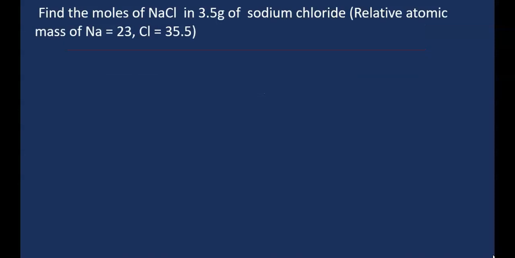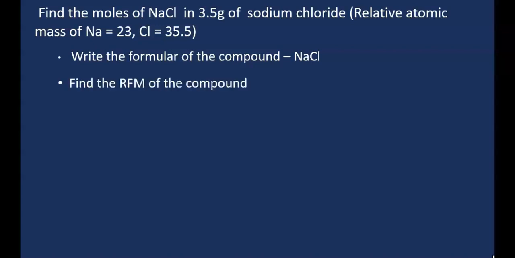Here is a typical example. Find the moles of sodium chloride in 3.5 grams of sodium chloride. If you're given the mass, follow these 3 steps. Step 1, write the formula of the compound, sodium chloride, and by writing this formula, we know that we have 1 atom of sodium and 1 atom of chlorine.